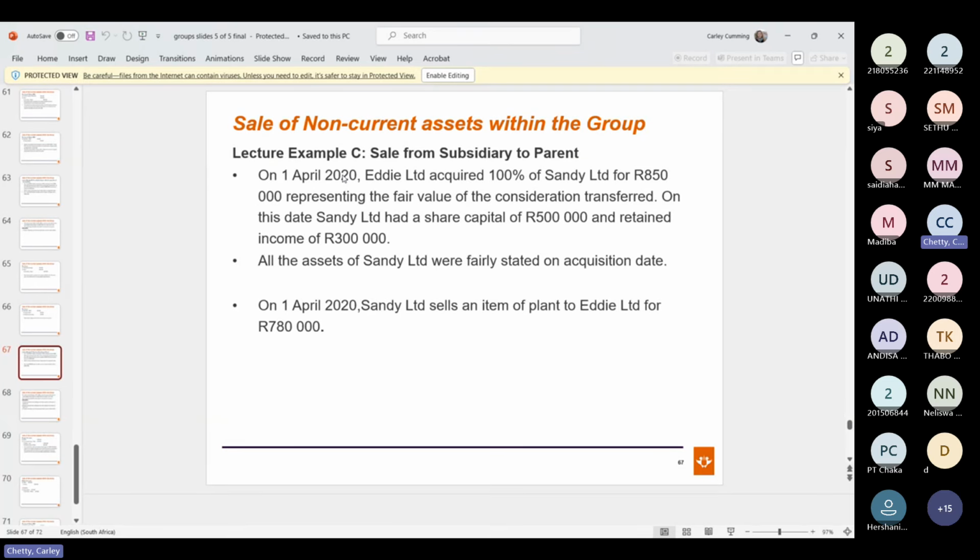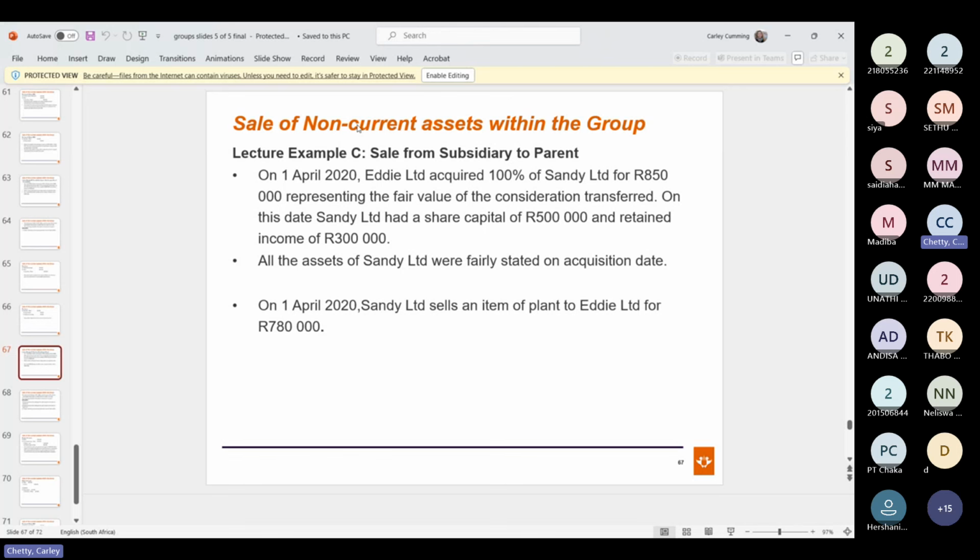Now we have an example C. So here we have a sale from the subsidiary, which is Sandy, to the parent. On 1 April 2020, Eddie acquired 100% of Sandy for 850,000, representing the fair value of the consideration transferred. On this date, Sandy had share capital of 500,000 and retained income of 300,000. All the assets of Sandy were fairly stated on acquisition date.